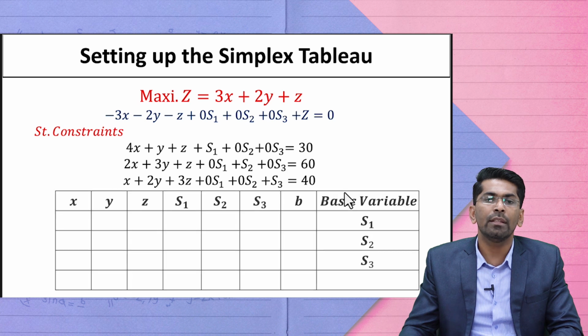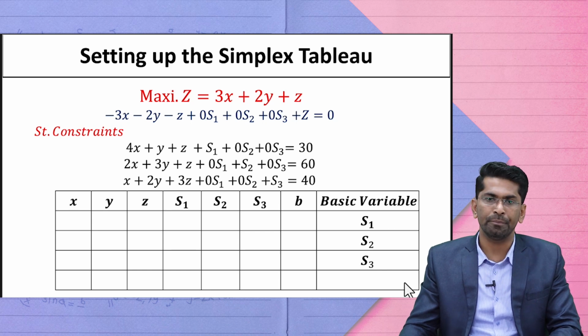So I am drawing this tableau by considering the first row, that is x, y, z. Three variables are taken here, x, y, z. Then our slack variables, that is S1, S2, S3. Three slack variables are there. Then b, which denotes the constants in the given constraints. Then the basic variables, which are S1, S2 and S3.